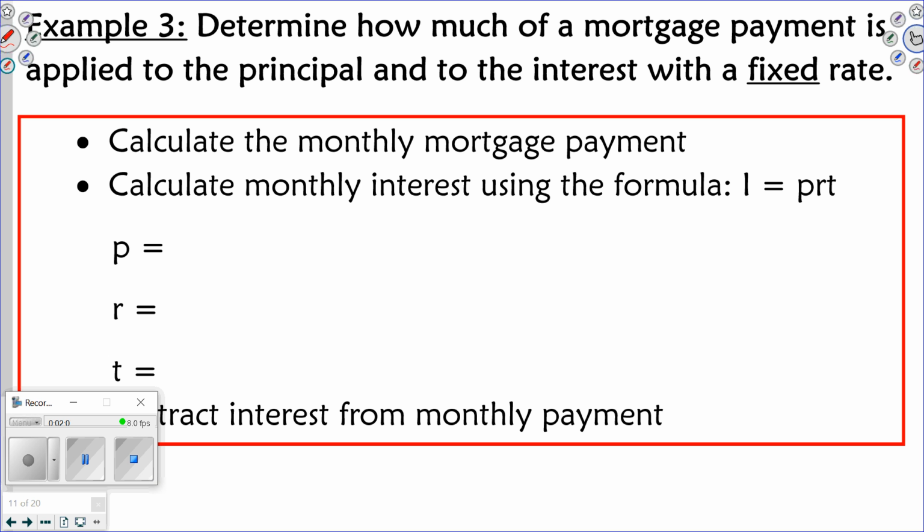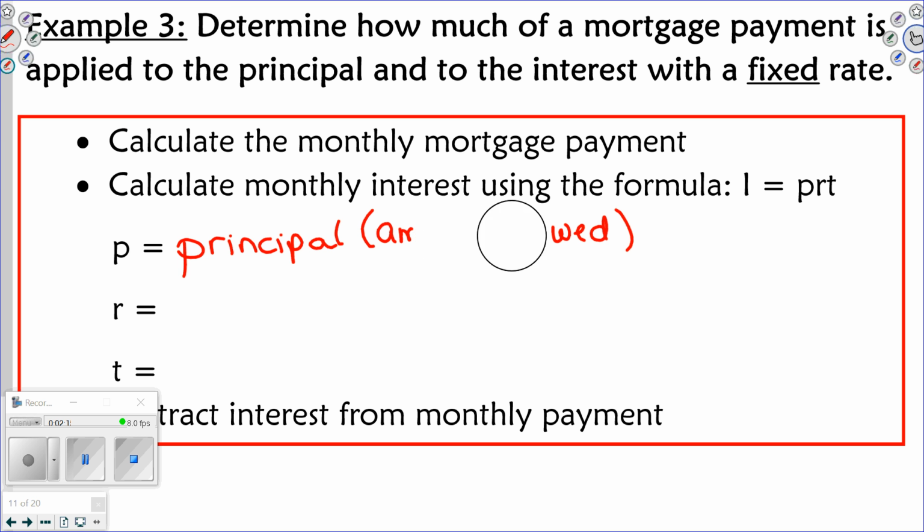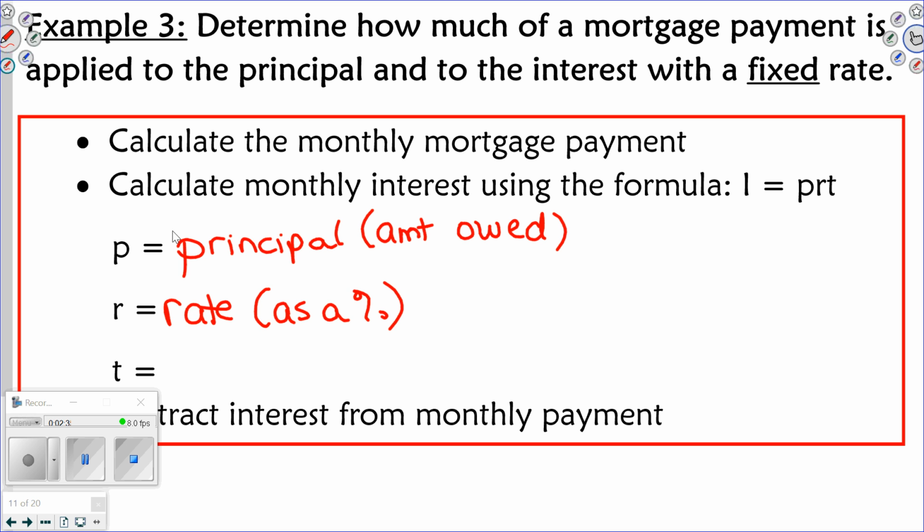Do you remember what P stands for? That's your principal, or in other words, the amount owed. Let me change that from borrowed to amount owed. It'll make more sense as we go through here. What's the R? That is the rate as a percent. And what's the T? That is the time in years.